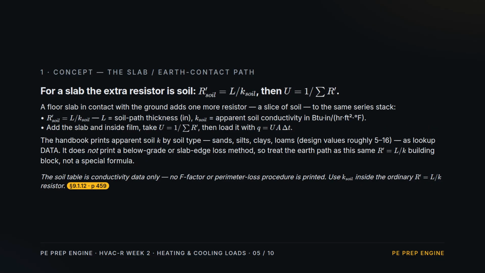Concept 4. The slab and earth contact path. A floor slab on the ground just adds one more resistor to the same series stack. A slice of soil, its resistance equal to the soil path thickness over the soil's apparent conductivity. Add the slab and the inside film, invert for U, and load it the usual way. The handbook gives apparent soil conductivity by soil type as lookup data, but no below grade or slab edge loss method. So treat the earth path as the ordinary length over k resistor.